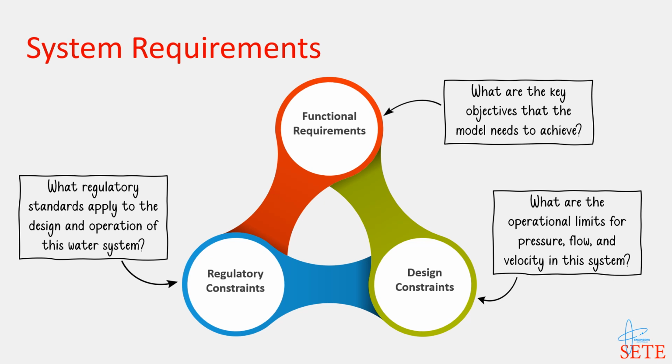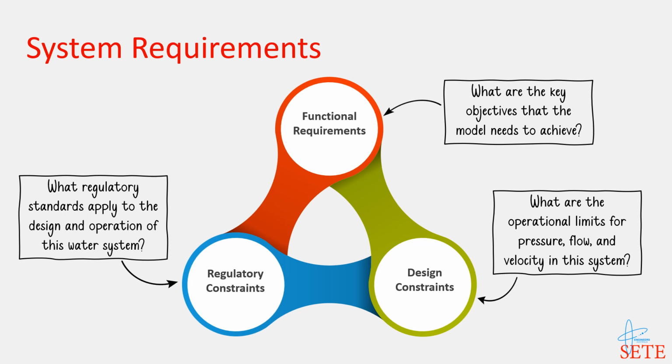The second is the regulatory constraints. Water systems must also comply with a range of regulatory standards related to safety, environmental protection, and operational efficiency. In our case, this might include compliance with local water management regulations and safety standards designed to prevent over-pressurization and system failure.